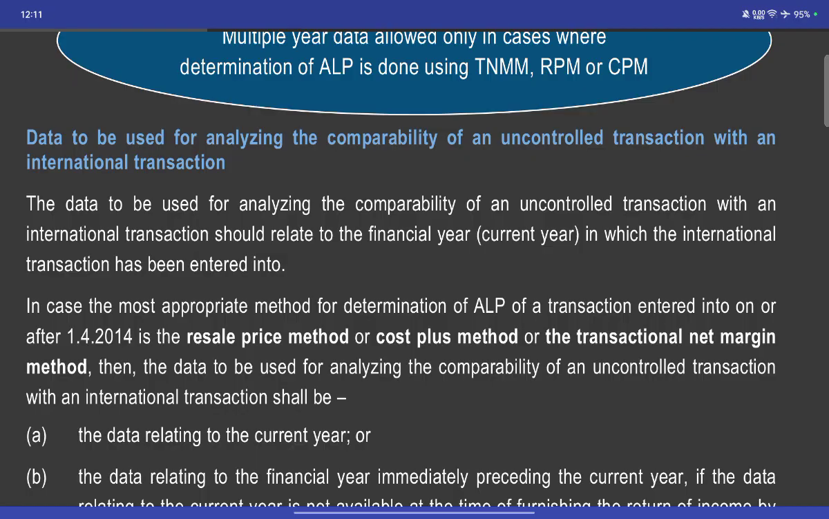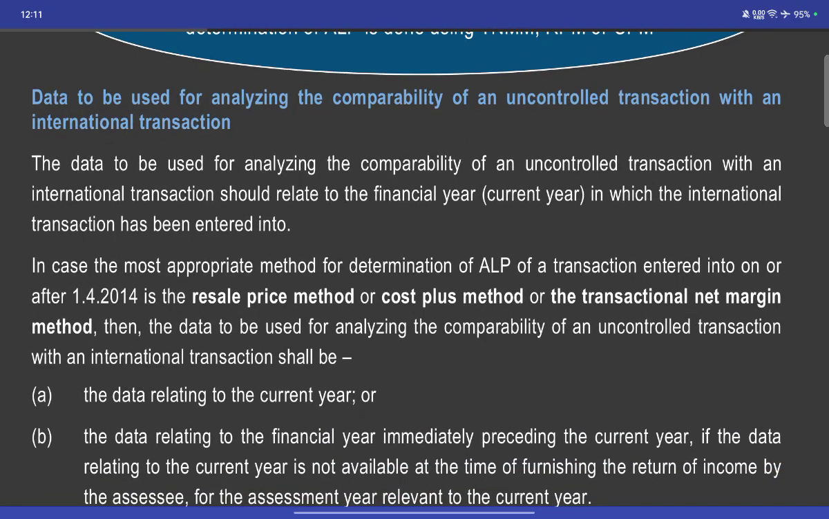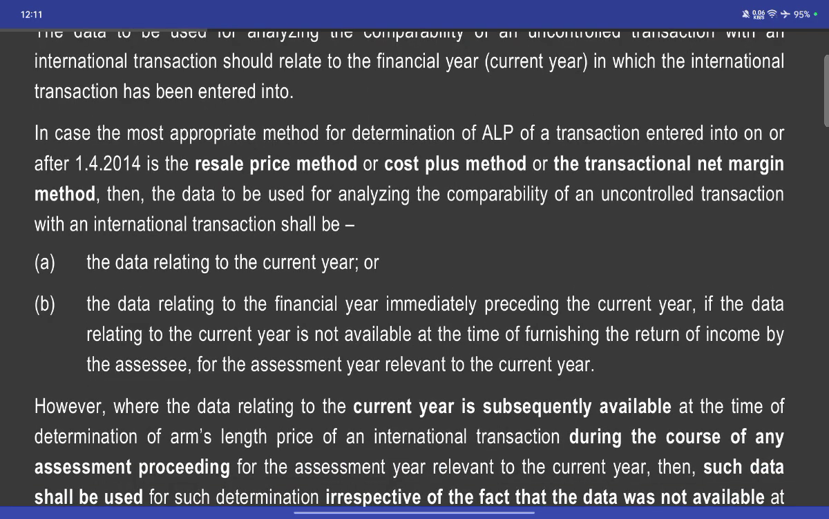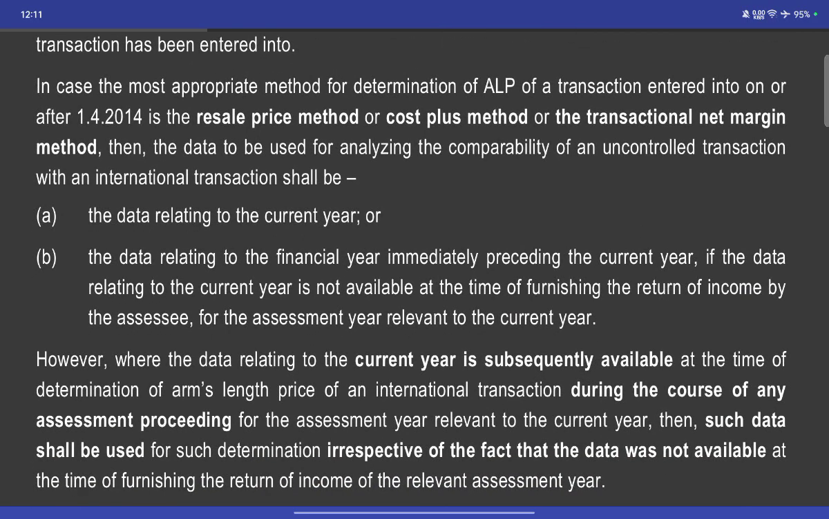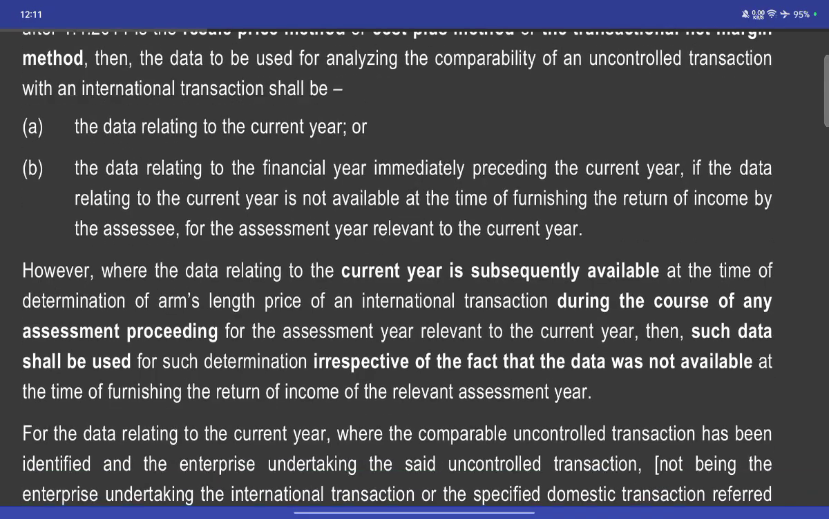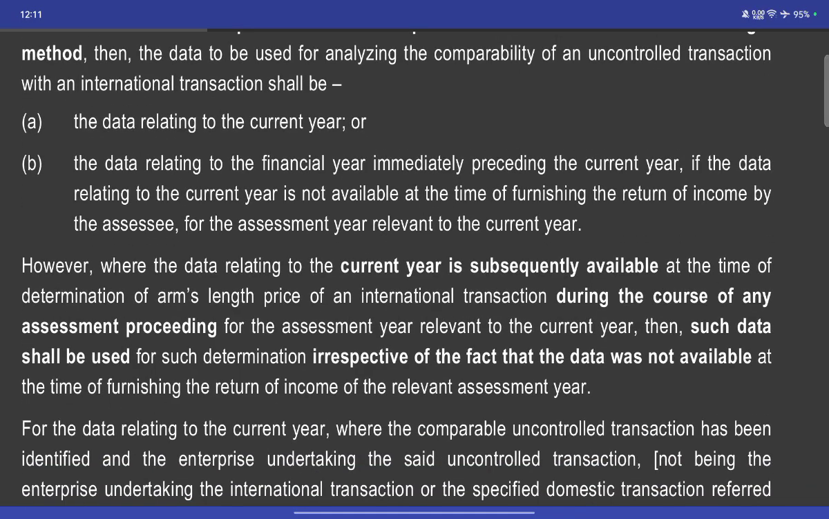The data to be used to analyze the comparability of the uncontrolled transaction with the international transaction should relate to the financial year in which the international transaction has been entered into. In the case where the most appropriate method for determining the arm's length price of a transaction entered into on or after 1st April 2014 is the resale price method, cost plus method, or transaction net margin method, then the data to be used for analyzing the comparability of the uncontrolled transaction with the international transaction should be data relating to the current year, and data relating to the financial year immediately preceding the current year.